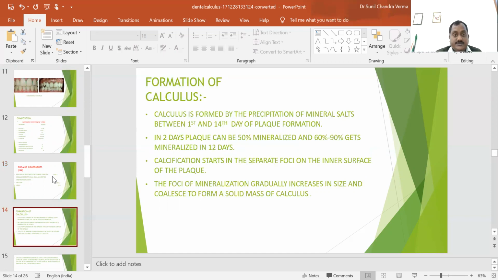Now how it forms. Calculus is formed by precipitation of mineral salts between the 1st and 14th days of plaque formation. 1 से 14 दिन लगते हैं calculus बनने में. In 2 days, plaque can be 50% mineralized. 2 दिन के अंदर plaque 50% mineralized हो जाता है, and 60 to 90% gets mineralized in 12 days. Now calcification. Calcification starts in separate foci on the inner surface of the plaque, and these foci of mineralization gradually increase in size and collapse to form a solid mass of calculus.